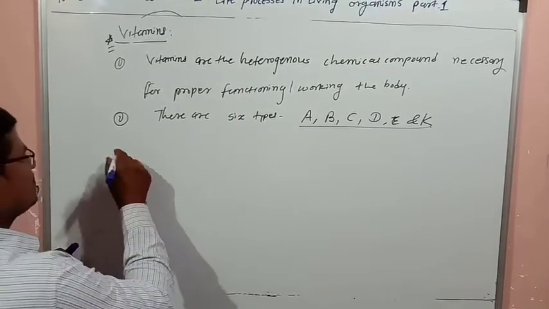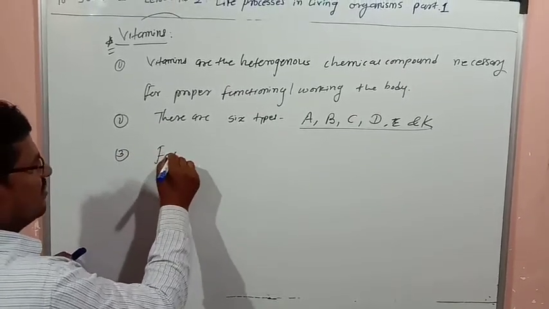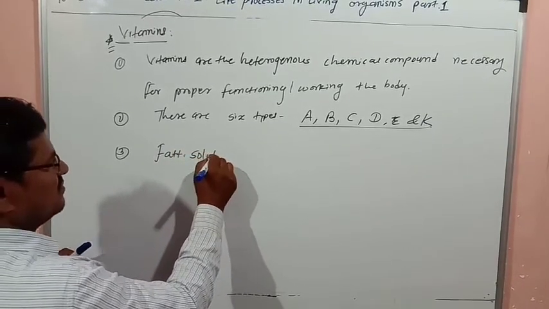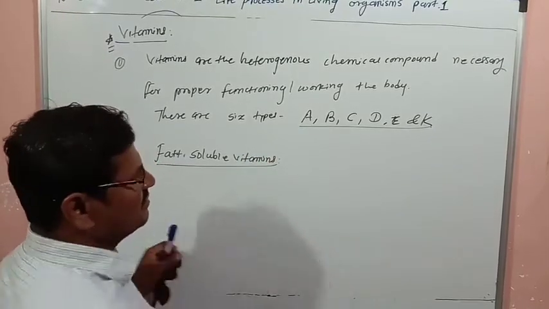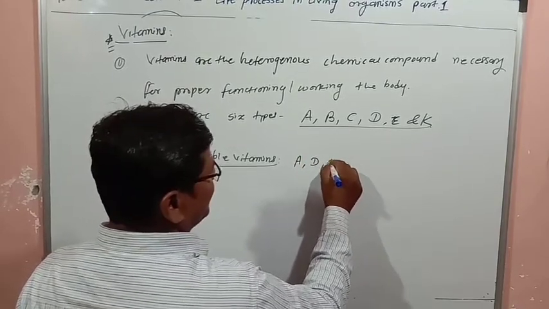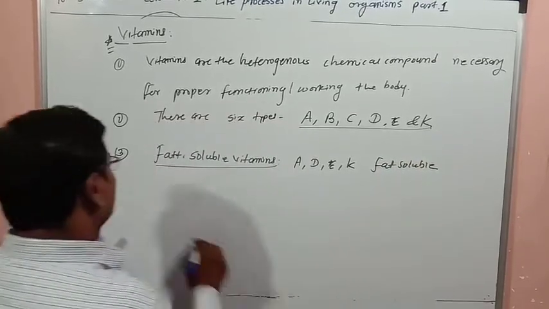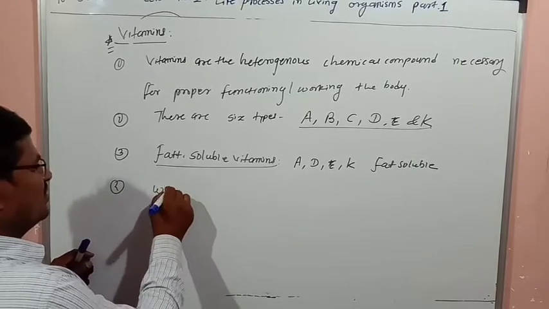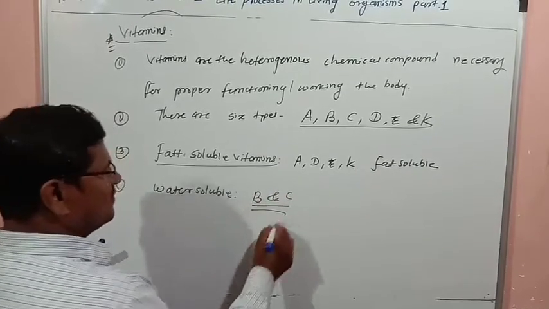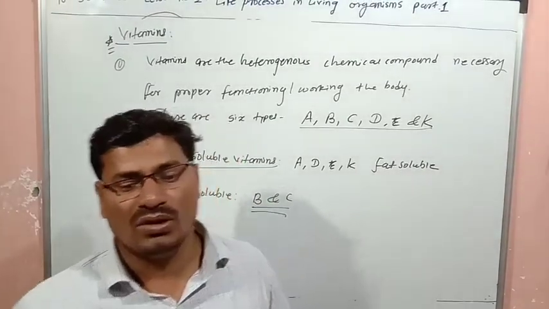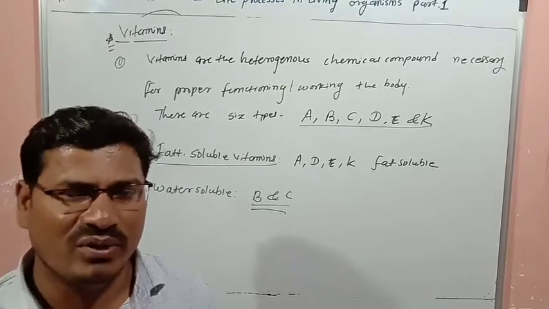Out of these, some are fat soluble vitamins, and these are A, D, E, K. And the others are water soluble, and these are B and C. Vitamin B and C are water soluble vitamins.